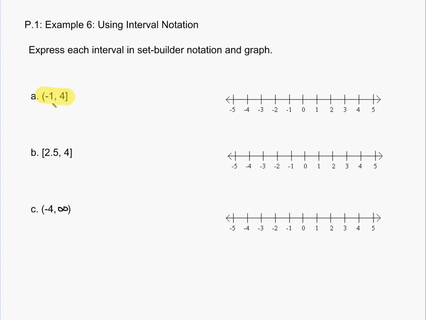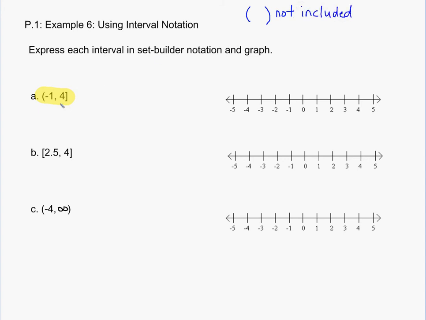Interval notation involves two numbers and then either round brackets or square brackets. And these round and square brackets each have their own significance, and I'll show you what they mean. If you have a round bracket, like this interval notation starts with, the round bracket means that the number that's adjacent to it is not included in the set for x.